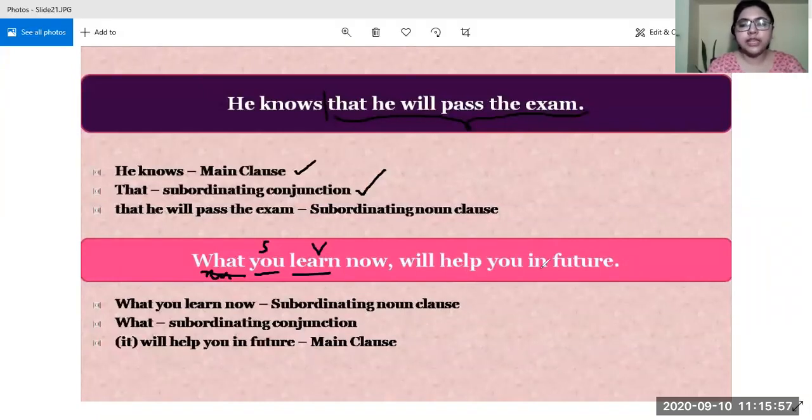and will help you in future. You will say that we do not have any subject over here, but there is a subject which is hidden, which we have omitted. Suppose this was written as a separate sentence, then we would have added it. But right now, since we have joined it, we have omitted this "it", but it is somewhere hidden in the main clause. So it will help you in future. It is the subject over here, and will help. Will is the verb. So again, this is the main clause, and the first part, the subordinating clause, is placed before the main clause, or we can say the other way around, that the main clause is written after the subordinating clause. Okay, so let us ask the question. What will help you in future? What you learn now. So what you learn now becomes our subordinating noun clause.